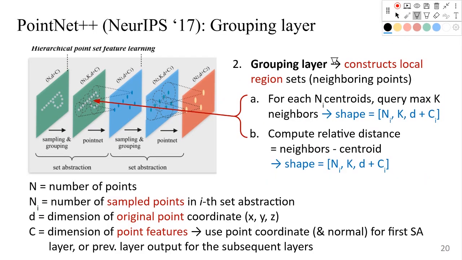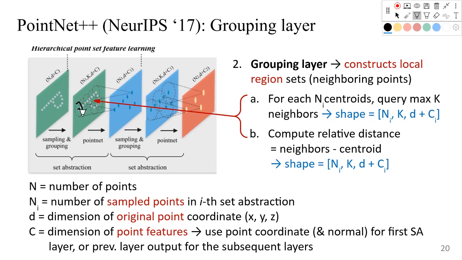So this grouping layer tries to construct the local region set. We have this centroid corresponding to its sampled point in the previous layer, and here we sampled Ni centroids. In the next few slides, I will provide the exact numbers of every SA layer, how many centroids we sample. Then for every centroid, we consider the neighbors. We use a unit ball with a radius.